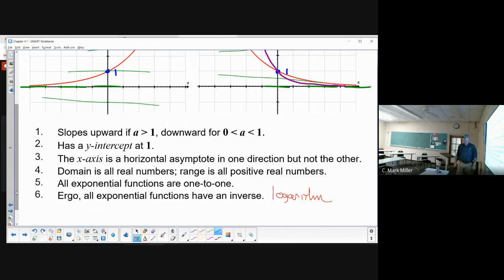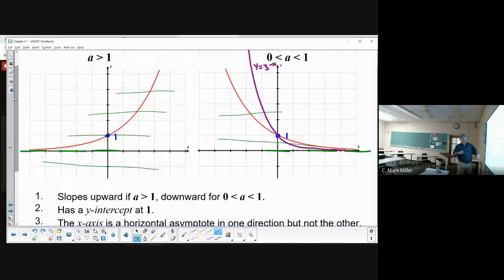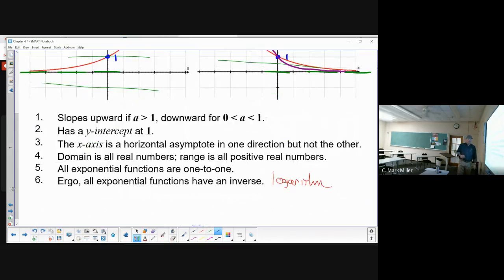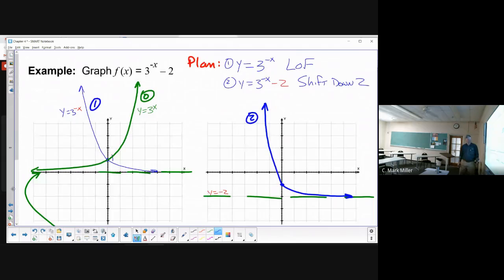All exponential functions are one-to-one, and that's what those horizontal green lines depict. They're all one-to-one. All of them pass the horizontal line test. Ergo, all exponential functions have an inverse, and that inverse is called a logarithm, and we're covering those next. But right here, the last one, error. All exponential functions have an inverse.